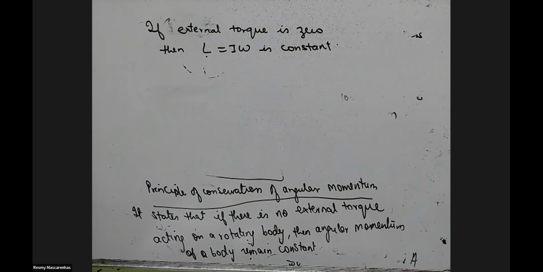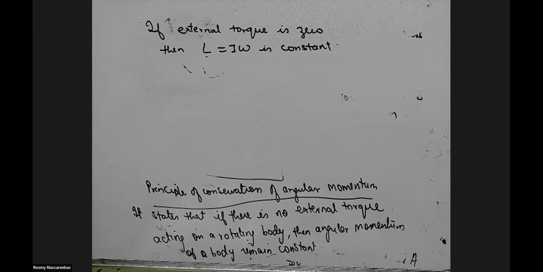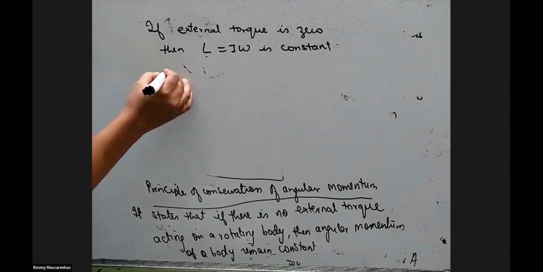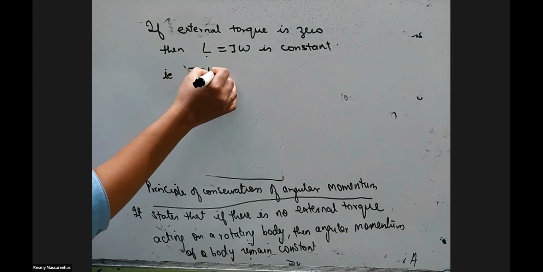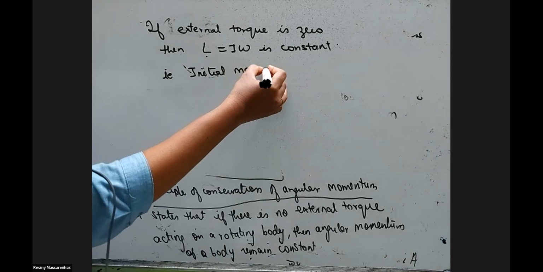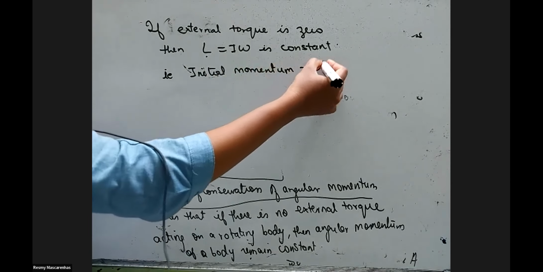Constant means what? If you check the angular momentum initially and the final momentum after a certain motion, it should always remain the same. If there is no other external force acting, the angular momentum always remains constant. That is, initial momentum equals final momentum.